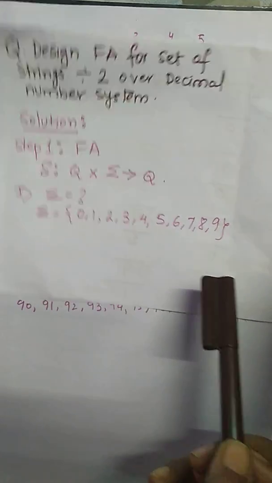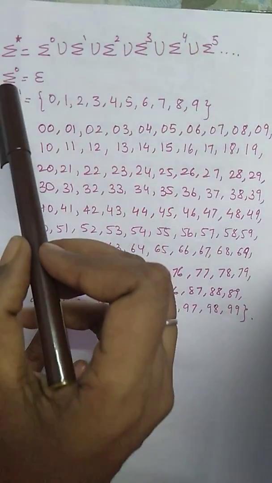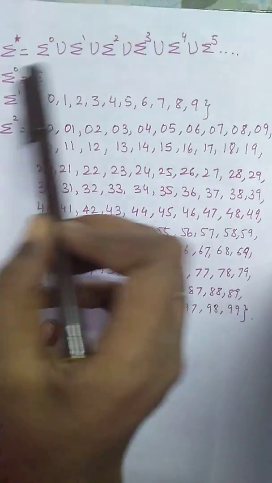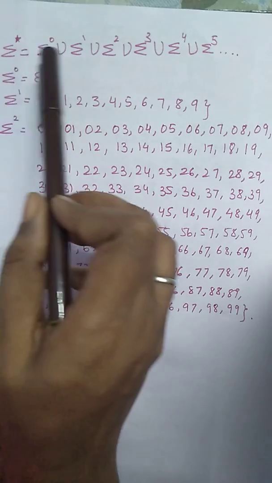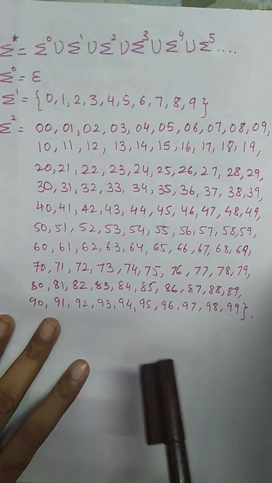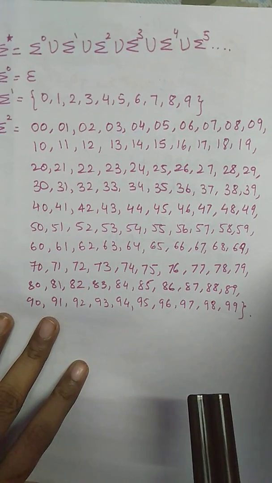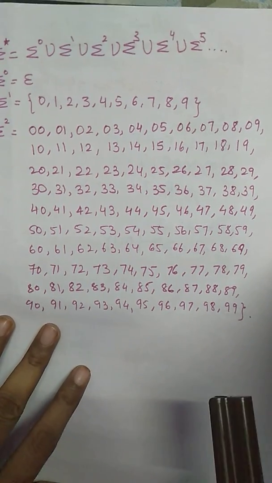If the decimal number system is given, we are going to design the entire number. We are going to find that out by using sigma closure, by using this formula. Using this formula, we are going to get this value. After collecting all these values, we are going to find out the Q. So what is Q?